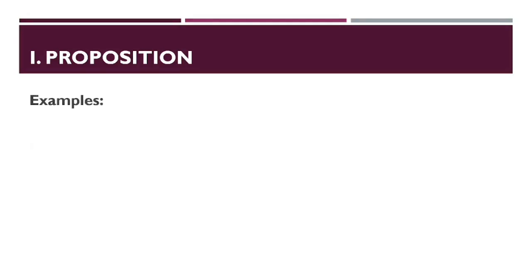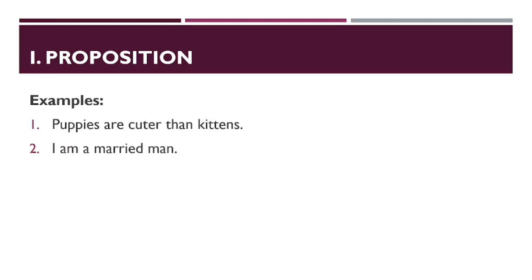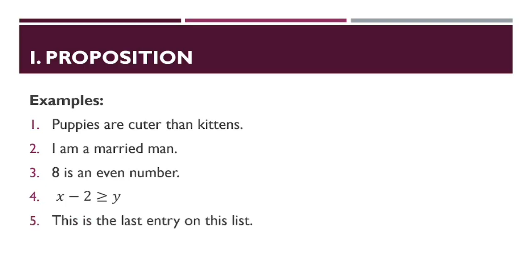Here are some examples of proposition. Number one, puppies are cuter than kittens. Number two, I am a married man. Number three, 8 is an even number. Number four, x minus 2 is greater than or equal to y. Number five, this is the last entry on this list.